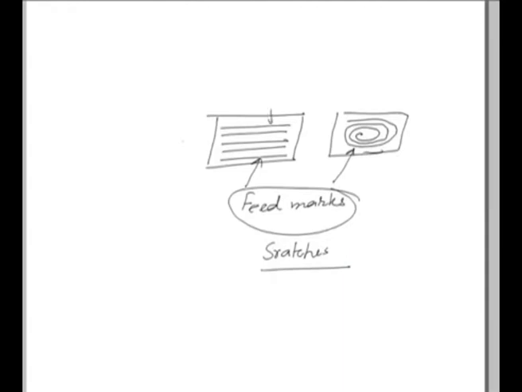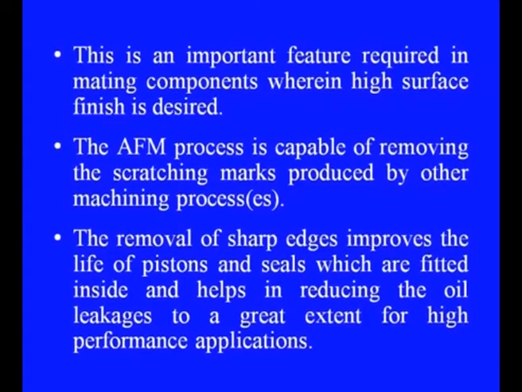However, this may not be desirable in most products. Therefore, how to remove these feed marks? The only way is to go for some finishing processes. Now, here is the AFM process, which can be effectively used for removing these feed marks, or at least to minimize them to an acceptable level. Let us see how it goes with the help of subsequent figures. The removal of sharp edges improves the life of pistons and seals which are fitted inside, and helps in reducing oil leakages to a great extent for high performance applications. This also can be achieved by finishing a part to a very close tolerance.